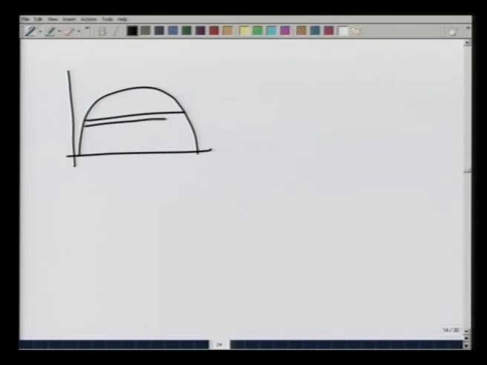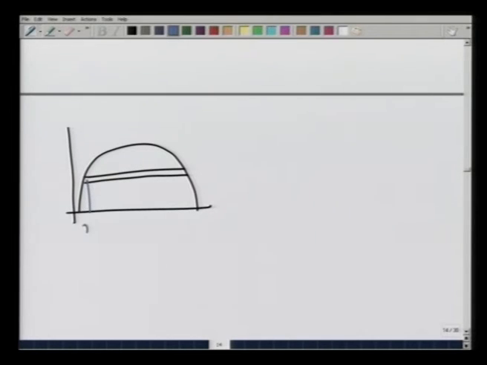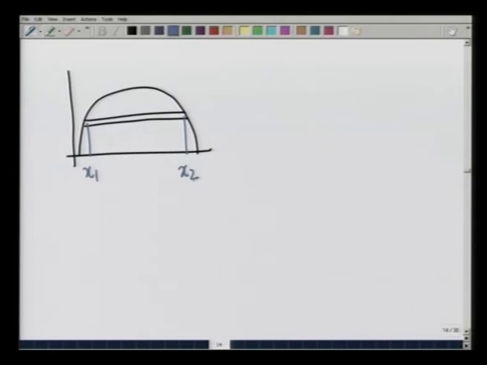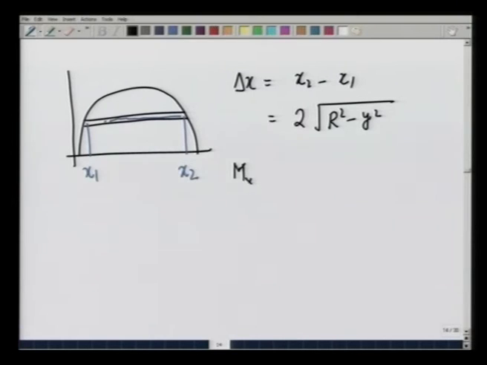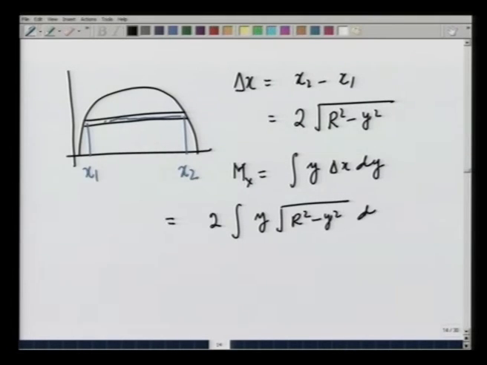This is x 1, this is x 2. Delta x is going to be x 2 minus x 1, which is equal to 2 square root of r square minus y square. Remember, we are after m x, which is equal to the integral of y delta x dy, which in this case is therefore going to be 2 integration y square root of r square minus y square dy, y varying from 0 to r.